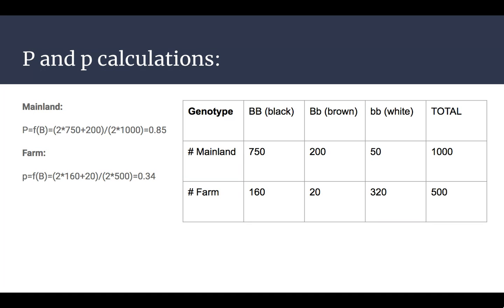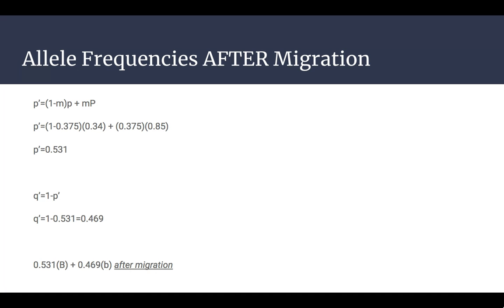Big P is the frequency of Big B on the mainland and is found by 2 times the black turkeys on the mainland plus the brown turkeys on the mainland, all divided by 2 times the total number of turkeys on the mainland. This calculation gives you a value of 0.85. We also can find the frequency of Big B on the farm by doing the same calculation using the farm values, which gives you 0.34. Now that we have found those values, we can find the new allele and genotype frequencies after migration occurred.